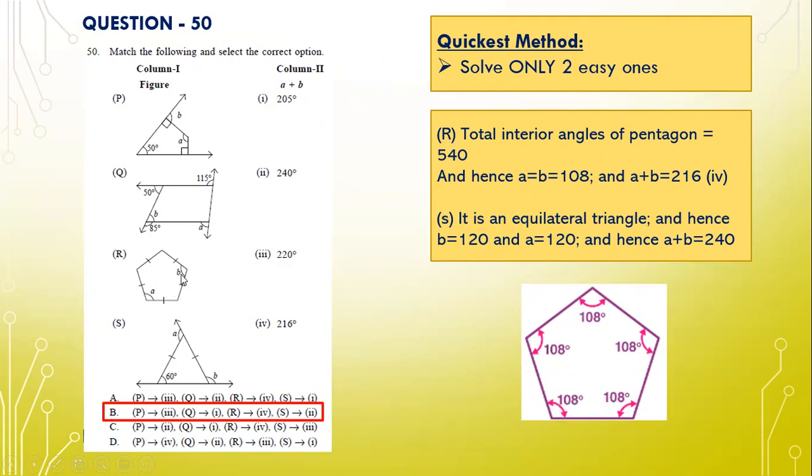So 108 plus 108 will be 216. So for R it is 4. R is 4, isn't it? It is A plus B. A plus B is 108 plus 108, which is 216.